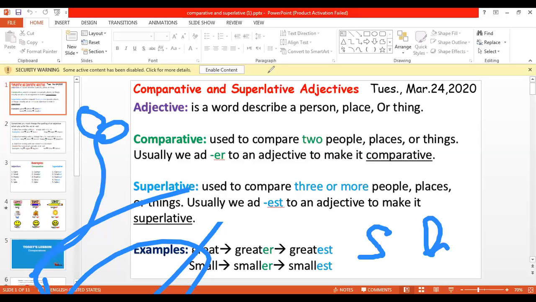So again, comparative compares two people, and we add ER to it. Superlative compares more than two, and we add EST to it. Examples: great, greater, greatest. Small, smaller, smallest.